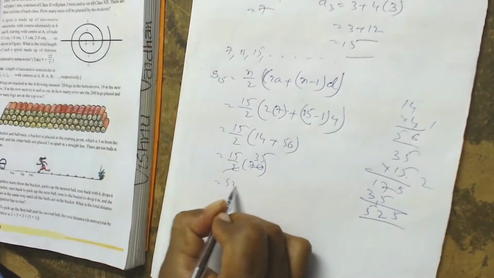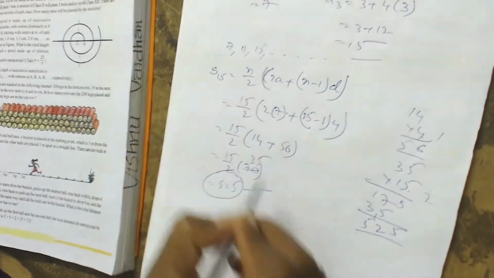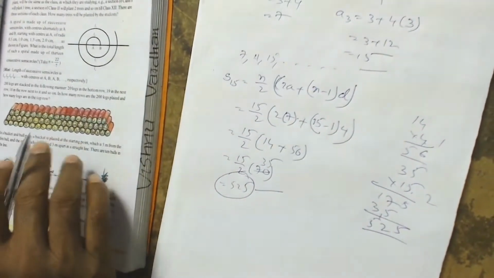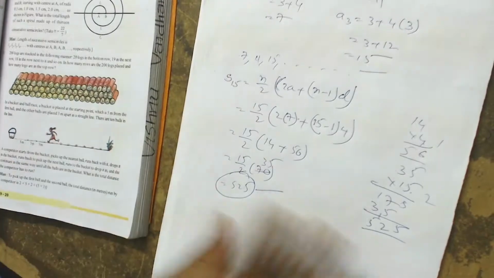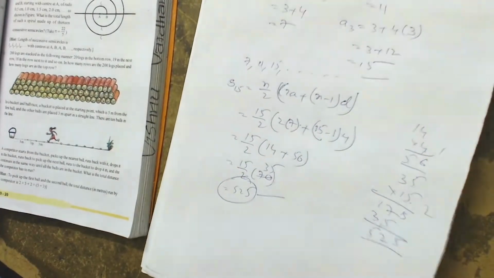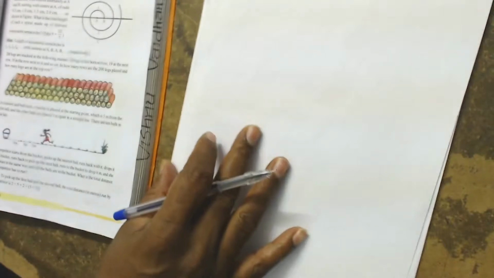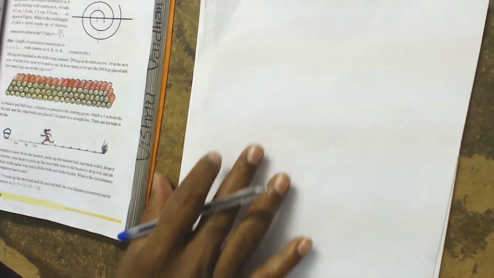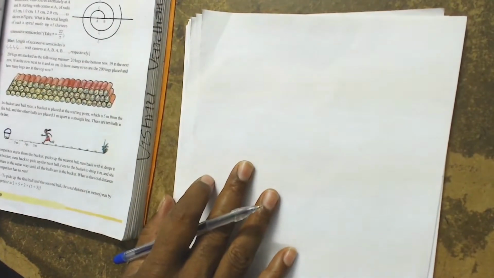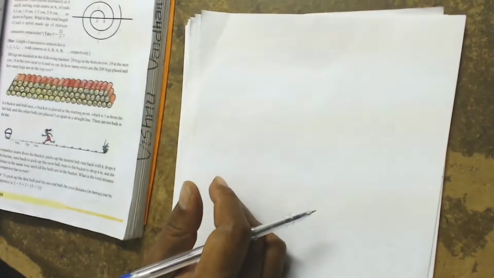Got it. What is this 525? It is the sum of 15 terms in this progression. Okay, like this you have to do this problem, and the 8th question you can solve the same way. Okay, 9th: find the sum of the first 40 positive integers divisible by 6. Just now I said, same like that.